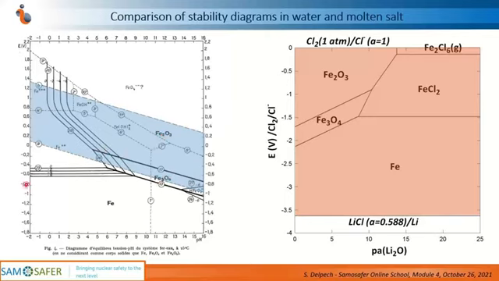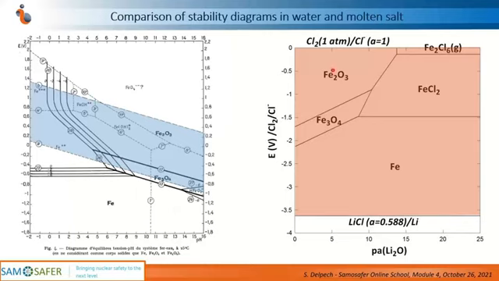What we observe is that there is no intersection between, for example, the stability domain of iron, which is there, and the stability domain of water. That means that iron is not stable in water. Iron can exist in water, but under higher oxidation states, 2+ and 3+, but never at its metallic state.